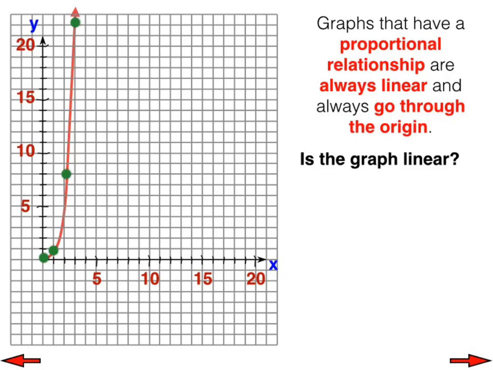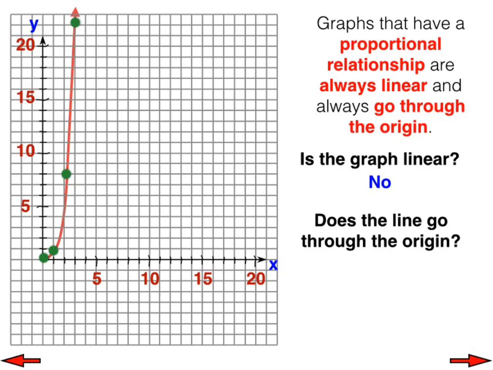Somebody last period thought that because all the dots were connected together, that meant linear. No, it doesn't. If it curves at all, it's not linear. Linear means a perfectly straight line. Is this graph linear? No, you can stop right there. It's not a proportional relationship, okay? I know it goes through the origin, but it doesn't matter.